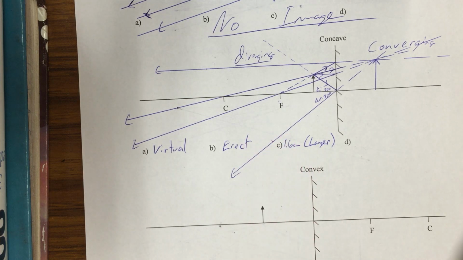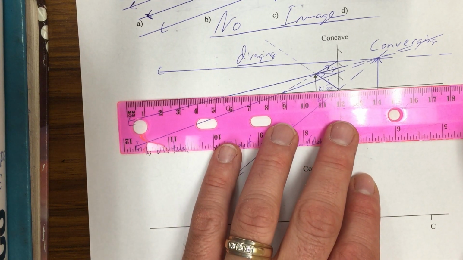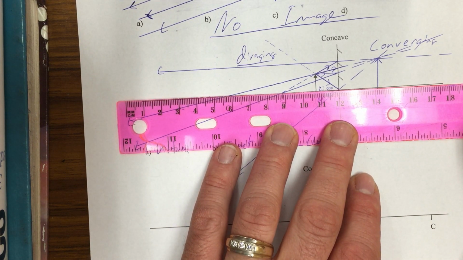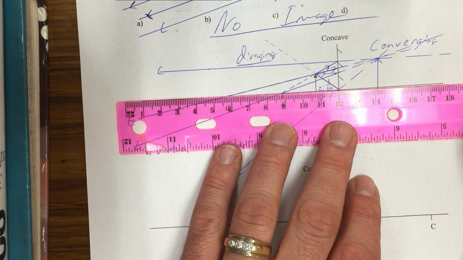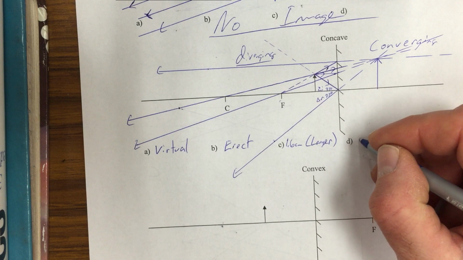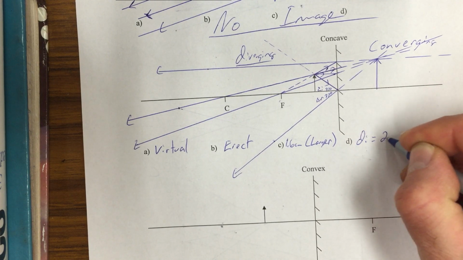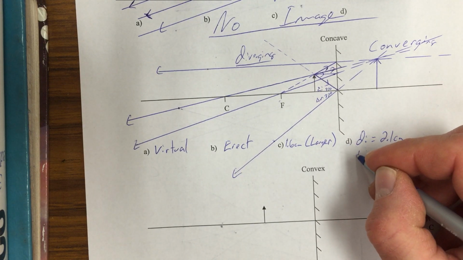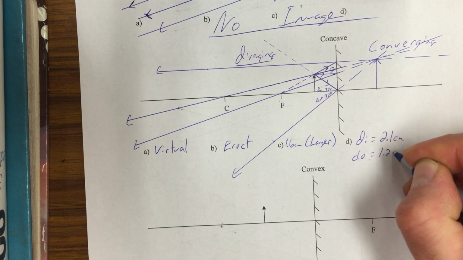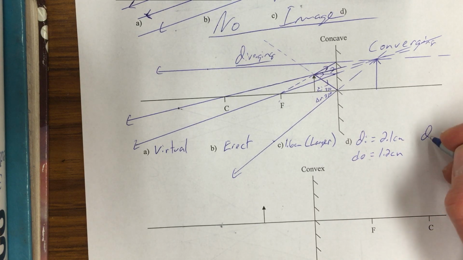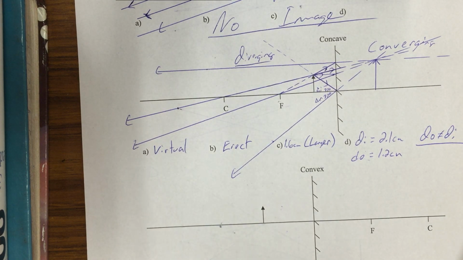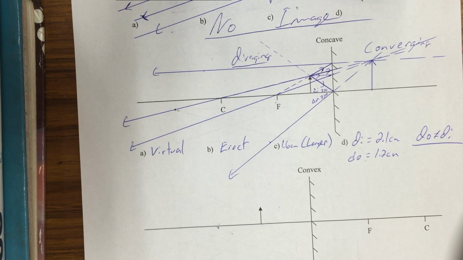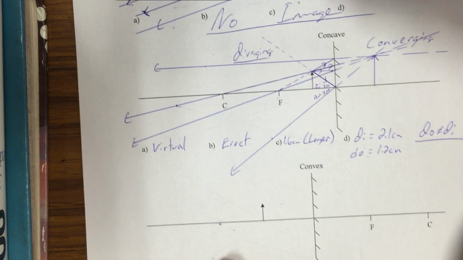And the last one is I want to measure my DI value for this image. I get 2.1 centimeters, and my object was actually 1.2 centimeters. So my image DI is equal to 2.1 centimeters. DO was 1.2 centimeters. What we want to mention is DO does not equal DI. And that concludes our concave mirror diagrams. We're now going to move on to the last diagram.